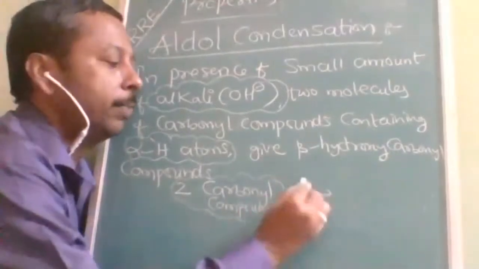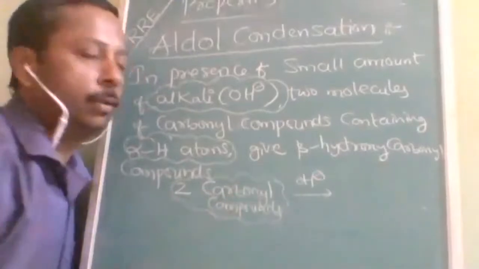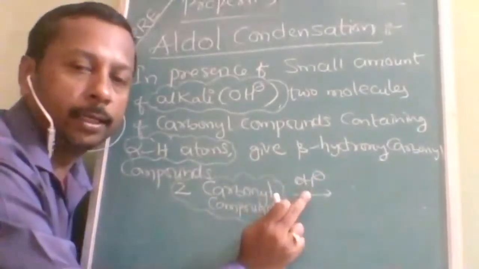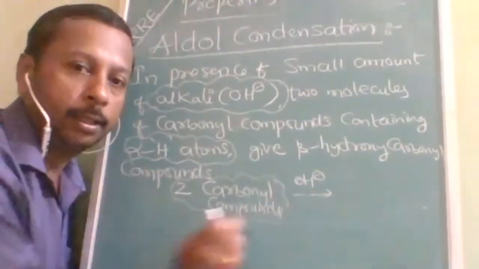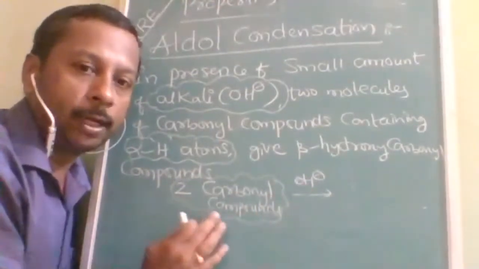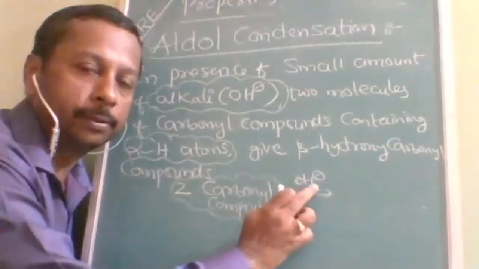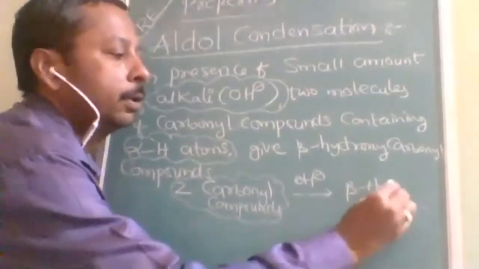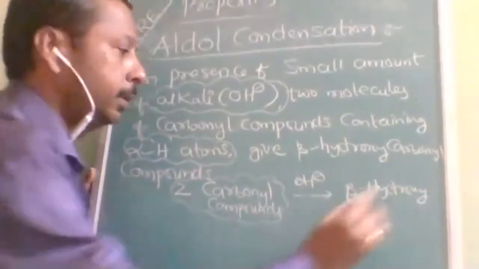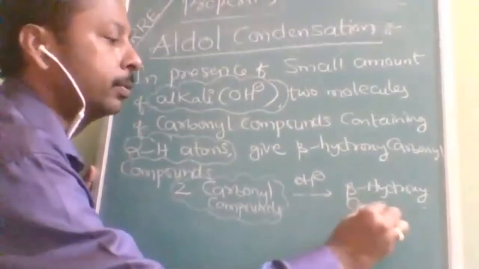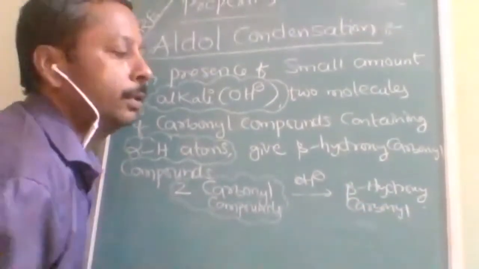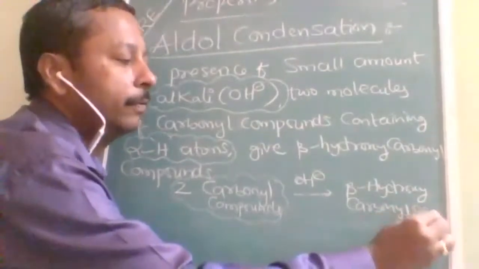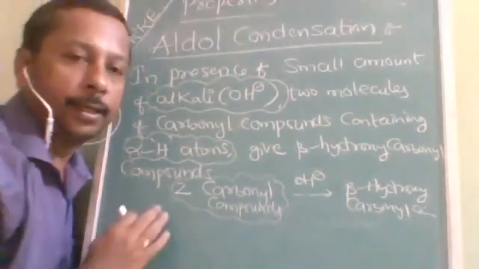In the presence of alkali, OH. They may write NaOH, they may write KOH, they may write OH minus. The 2 moles of carbonyl compound in presence of alkali give beta hydroxy carbonyl compounds. So that is the reaction and the definition part. If you are clear about the definition, then it will be easy for you to understand further topics.